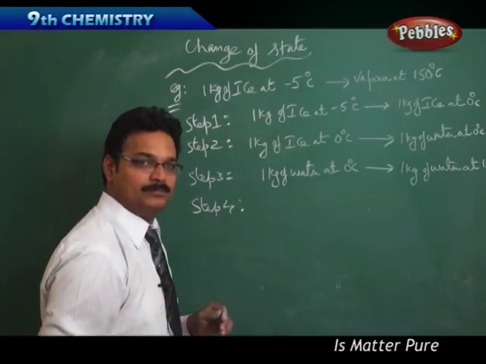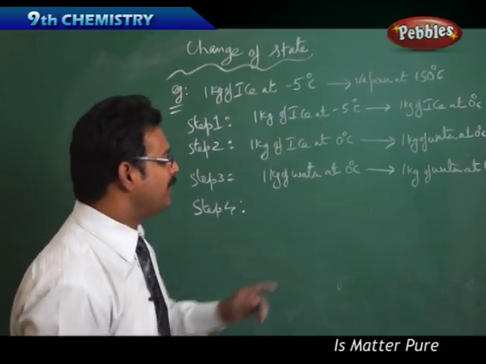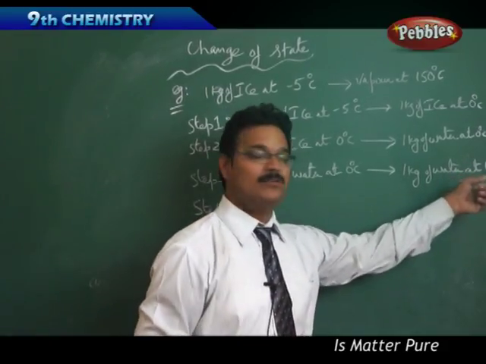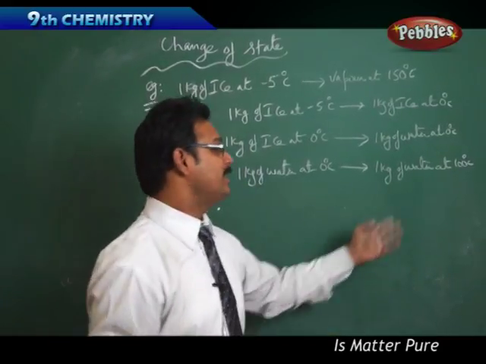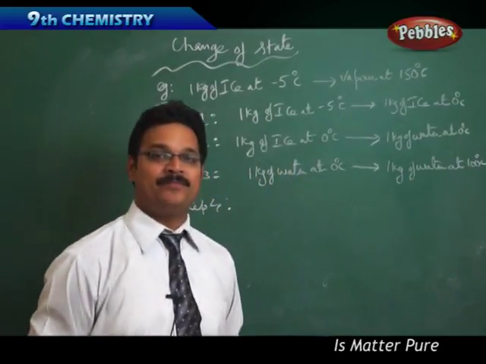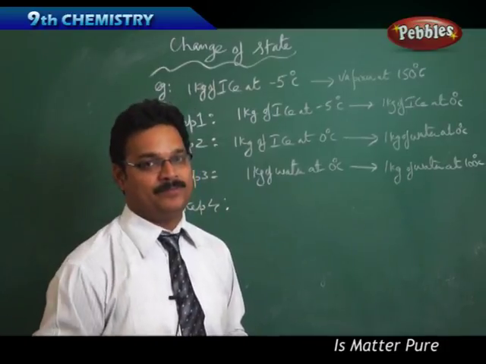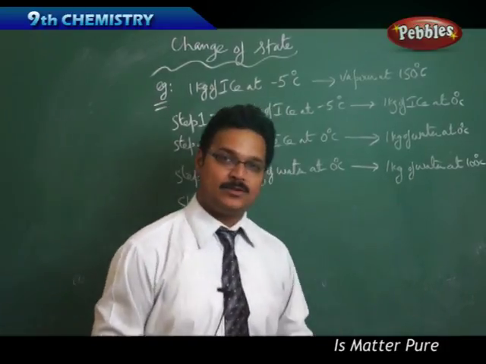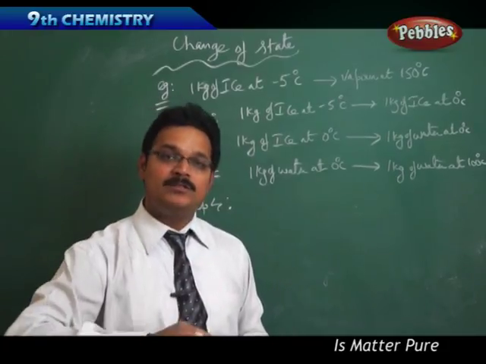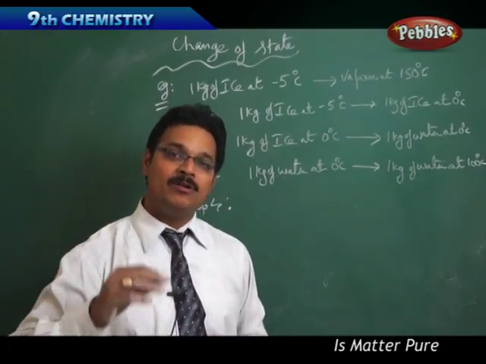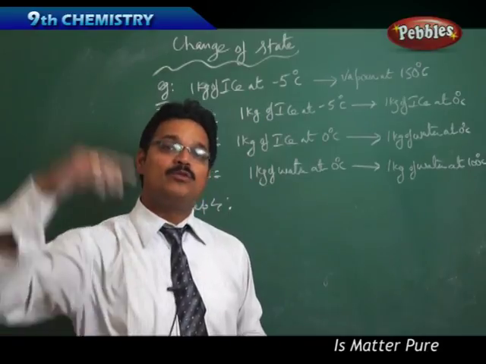Then step 4. You can have a doubt. Why am I writing water at 100 degrees Celsius only? Why can't I write 90 degrees Celsius? Why can't I write 110 degrees Celsius? Yes, there is a reason. 100 degrees Celsius is called the boiling point of water. When water reaches the boiling point, then only it starts boiling and goes to vapor state.